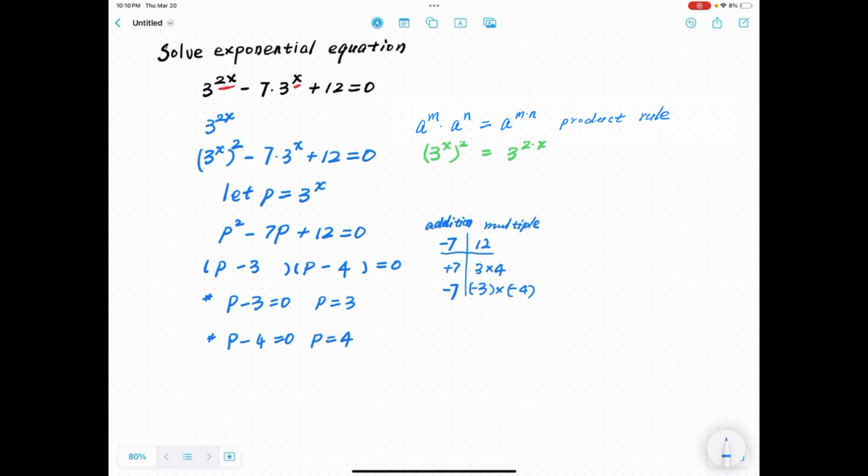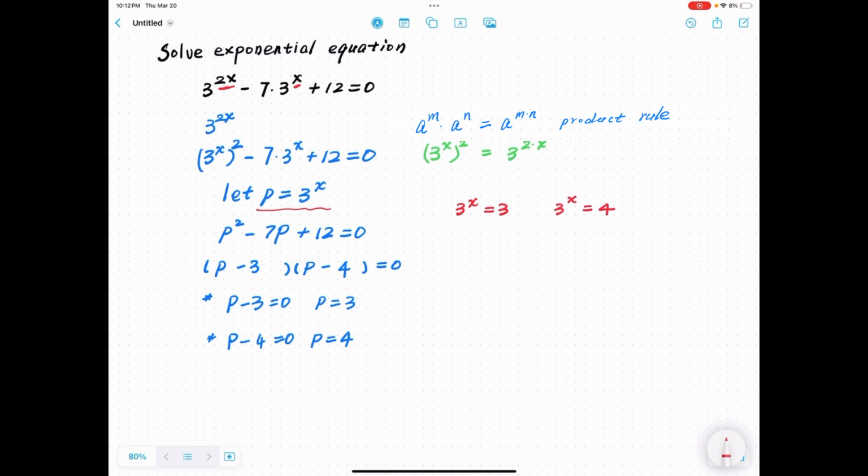Remember, we're trying to solve for x, not p. To solve for x, we also have two solutions. If p equals 3, then 3 to the power of x equals 3. Or if p equals 4, then 3 to the power of x equals 4. Now I have two exponential equations to solve for x.